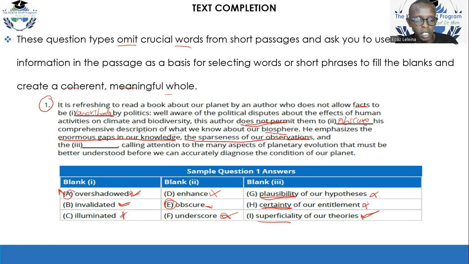We have option A, overshadowed, option E, obscure, and then option I, superficiality of our theories. So that's how sometimes you have to solve. This is just an example. That's how you have to solve these types of text completion questions.